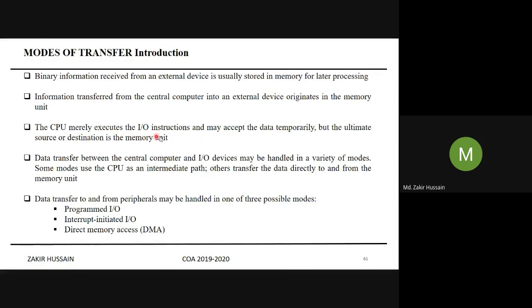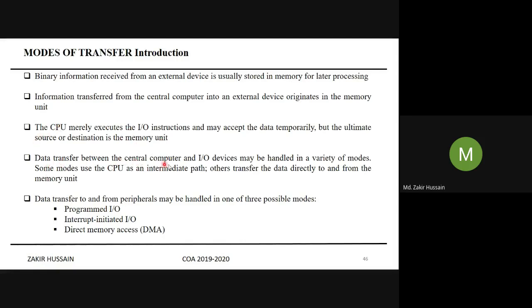The CPU merely executes I/O instructions and may accept data temporarily, but the ultimate source or destination is the memory unit. So the data that is there inside is of no use to the CPU. The CPU is not going to process 5 + 4 all the time, or print hello world all the time. So it is stored and preserved in the memory unit. Whenever required, the CPU simply helps us send that data to some I/O devices, such as if I'm plugging in my pen drive. It simply has to execute an I/O instruction. That's it. It is not going to do anything with that data.